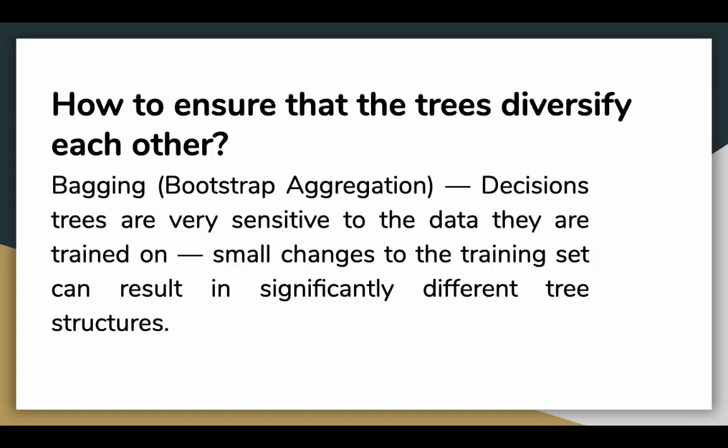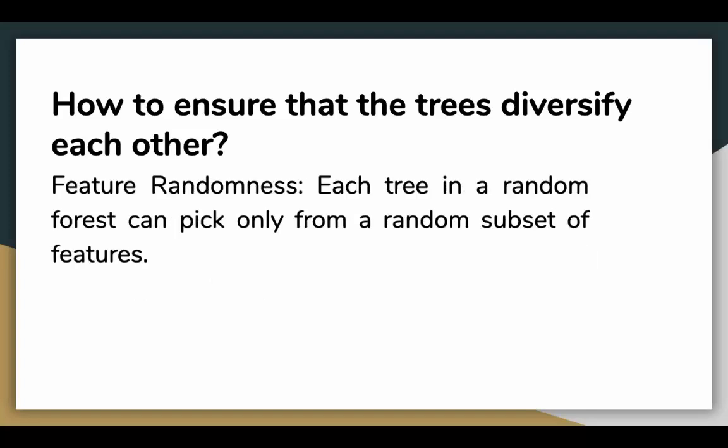Now, how do we ensure that the trees diversify each other? Bagging helps us here. Bootstrapping the data and using the aggregate to make a decision is known as bagging. Random forest takes advantage of this by allowing each individual tree to randomly sample from the dataset with replacement, resulting in different trees.